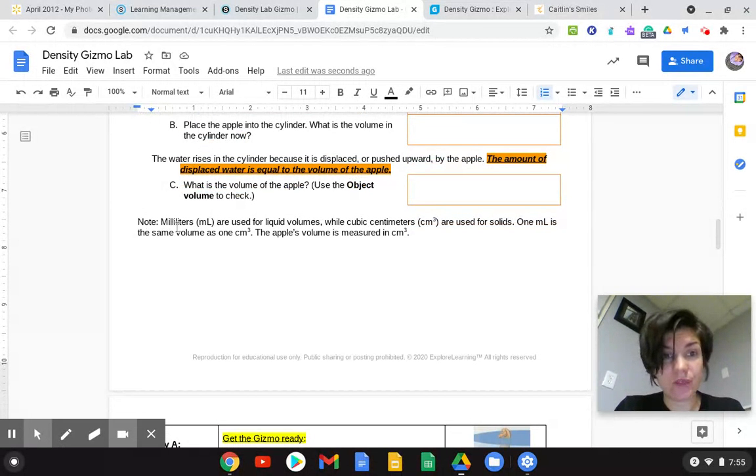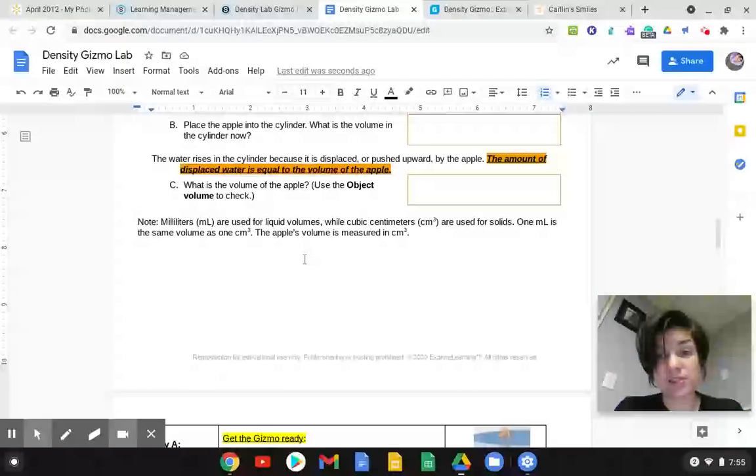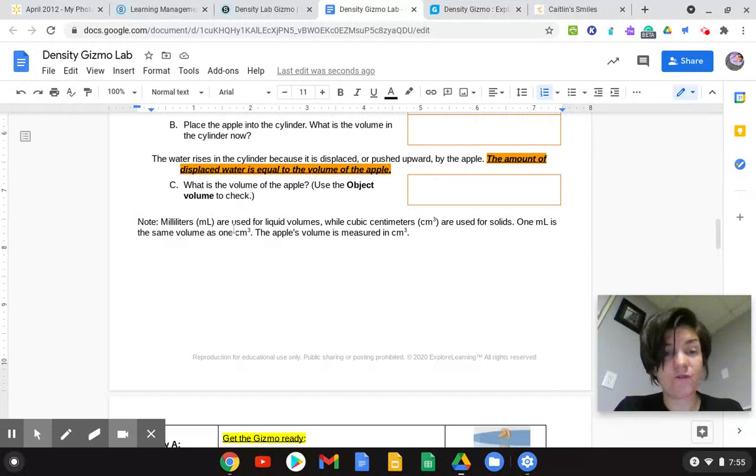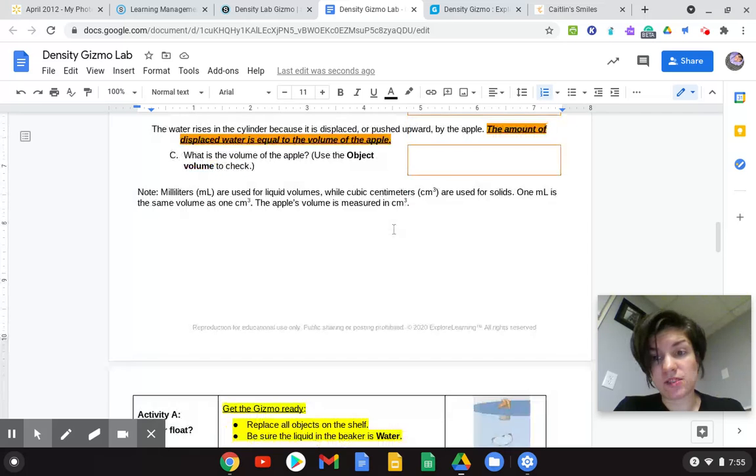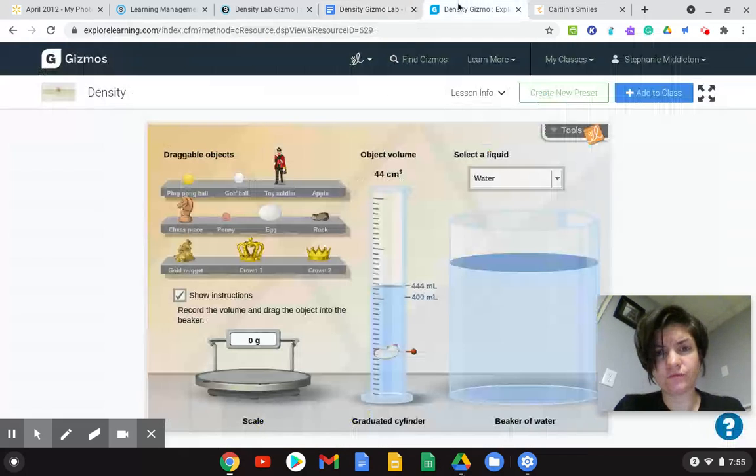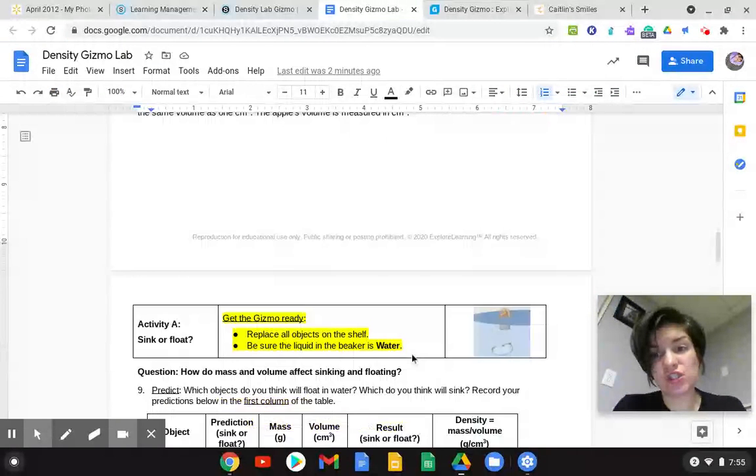You're welcome. Note, milliliters are used for liquid volume while cubic meters are used for solids. 1 milliliter is the same volume as 1 centimeter cubed. So they are equal. The apple's volume is measured in centimeters cubed. Okay, so even though we're talking milliliters here, they write centimeters cubed because it's a solid. Okay. Just something to note.